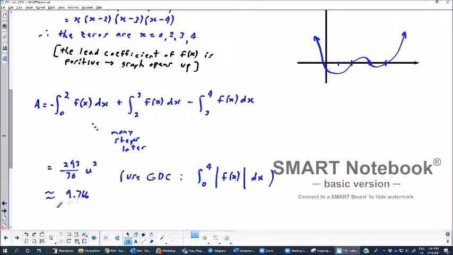Okay, but that of course is approximately equal to 9.76666, etc., which is to 3 significant figures, 9.77 units squared. Okay, and so that's how all that works, but we're taking the upper function, subtracting the lower function, we're doing the antiderivative after we simplify that expression, and then we evaluate at the endpoints.